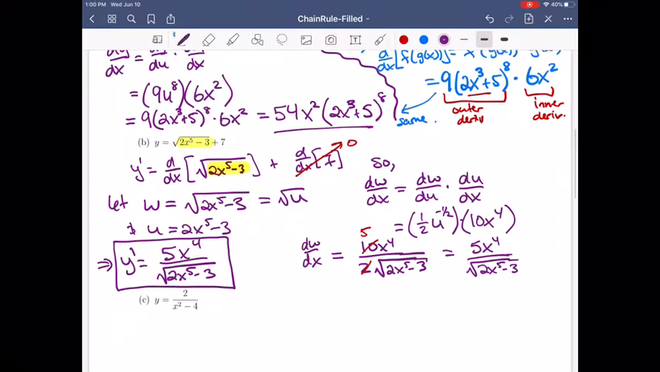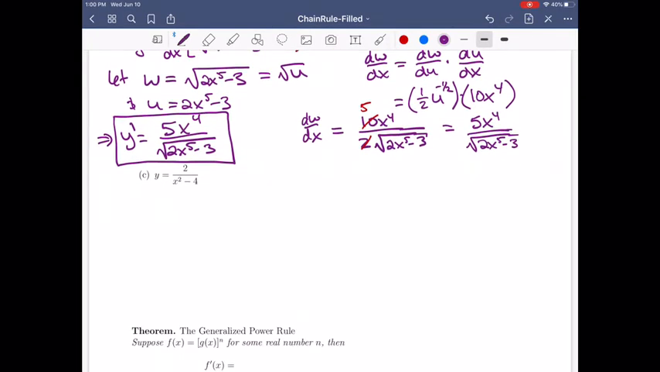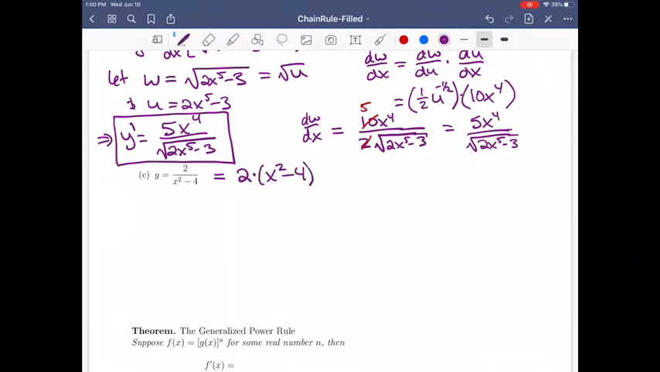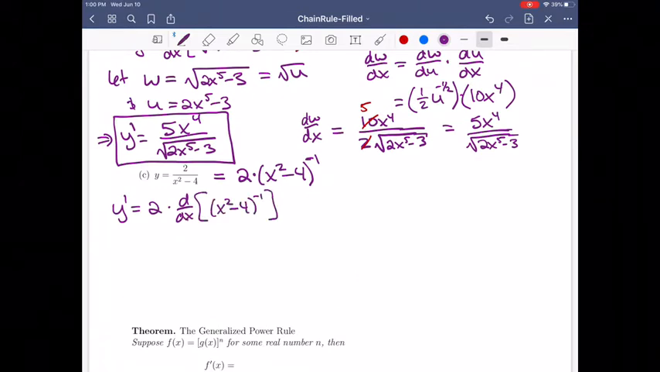Okay, so now I'm going to try and do this one using the other notation. But first I'm going to rewrite this one. So this is 2 times (x squared minus 4) to the minus 1. I could rewrite it with a negative exponent. Then when I want to take the derivative, the 2 I can actually just multiply after. So y prime is going to be 2 times the derivative with respect to x of (x squared minus 4) to the minus 1. That is the constant multiple rule.